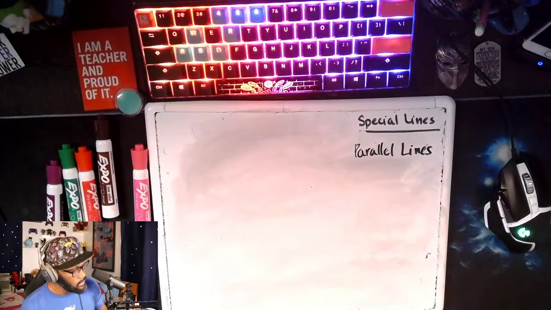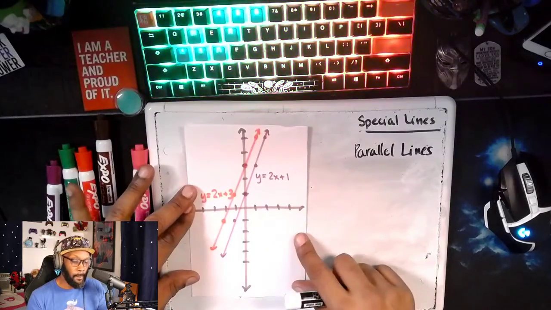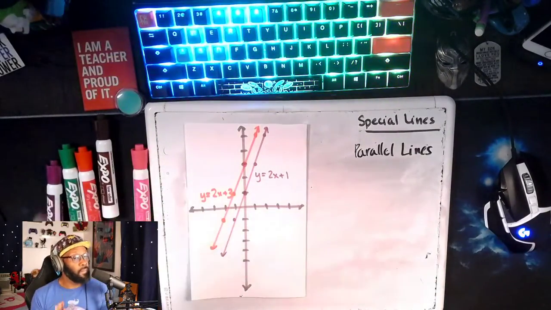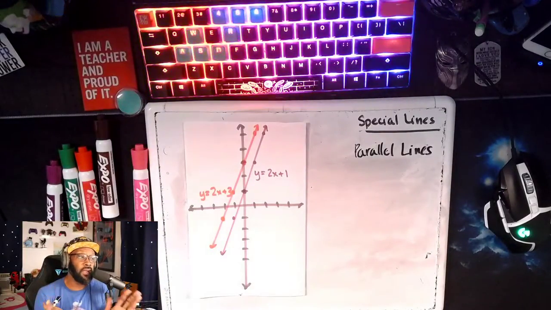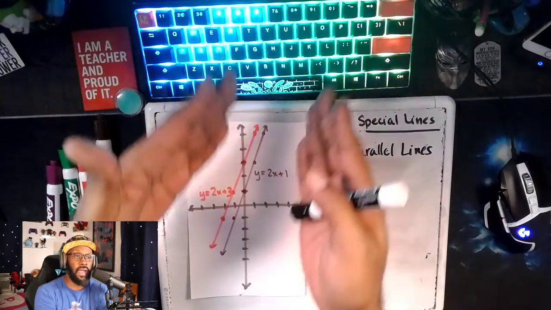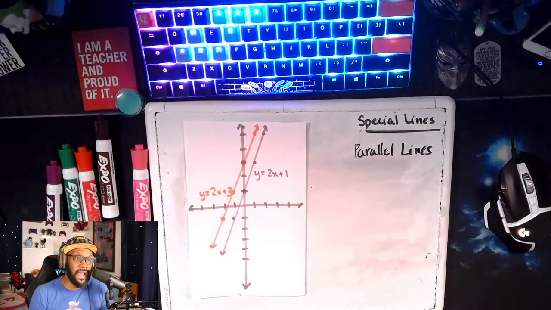Okay, looking at this graphic here, parallel lines. So in this sketch, these two lines will never touch. Parallel lines never meet, they would never intersect. That doesn't happen at all. They will go on forever in both directions and not touch.